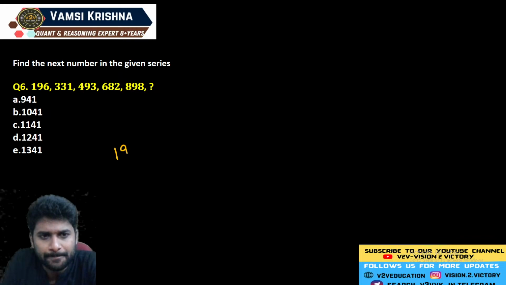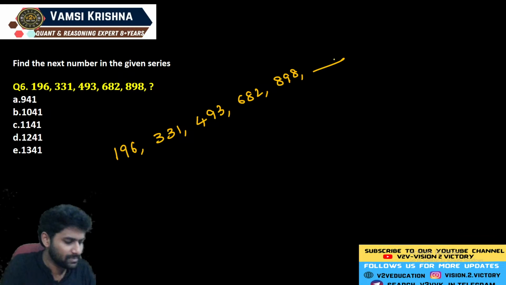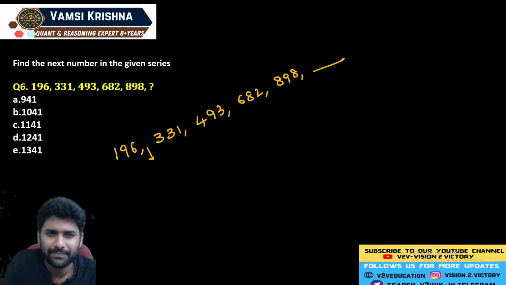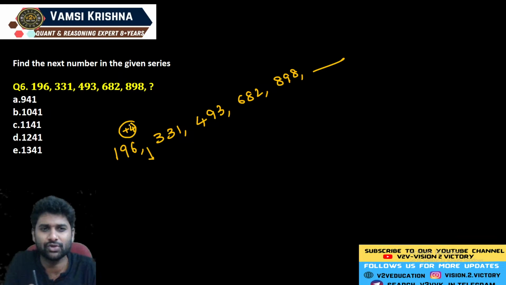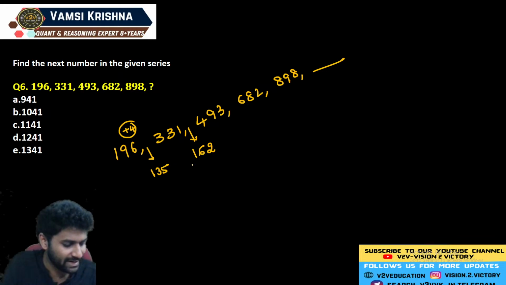Now see here the numbers 196, 331, 493. Guys, if numbers are near to another number, simply find the difference and identify the logic. See, what is the difference here? Plus 4, it becomes 200. So here 131 extra. Total difference is 135. Hope it's clear? Now here 331 becomes 493.